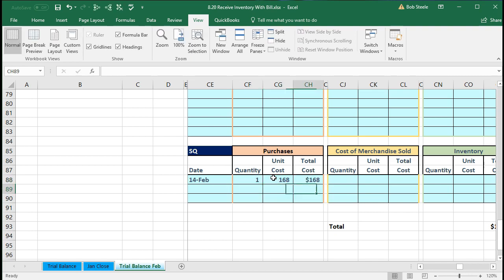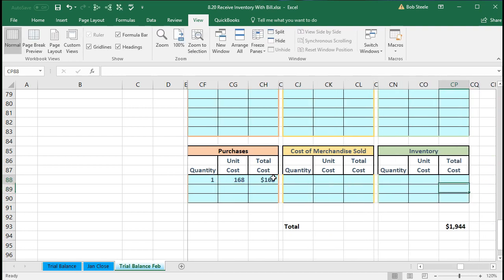And then we need to pull that same information into ending inventory. So this is really showing the activity, the journal entry. This is showing the ending inventory that is still left. So we're just going to say equals. I'm just going to use formulas again and say this equals that 1. This equals the 168.